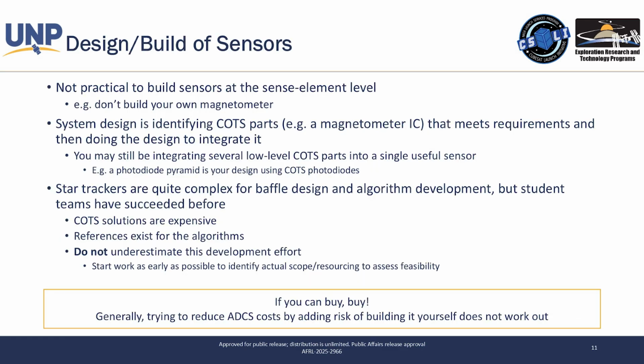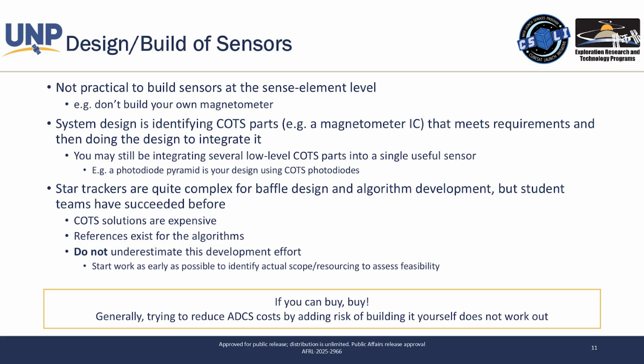Big takeaways here. Design and build the sensors. It's not really practical to build most of this stuff yourself. Ideally, you need to identify your needs, and then you can probably buy significant chunks of this hardware. If you really need a good gyro, but you don't need much as far as sun pointing, you can get cheap sun sensors, but maybe an expensive gyro or something.